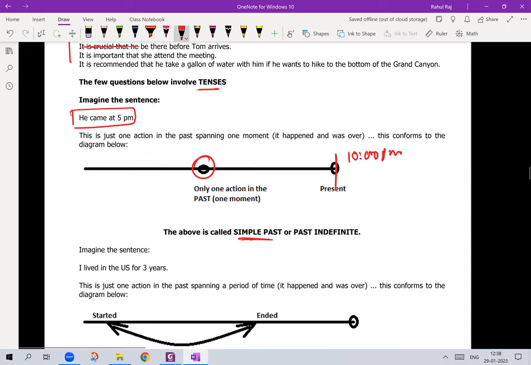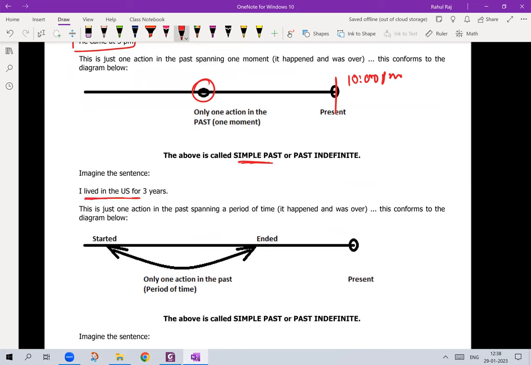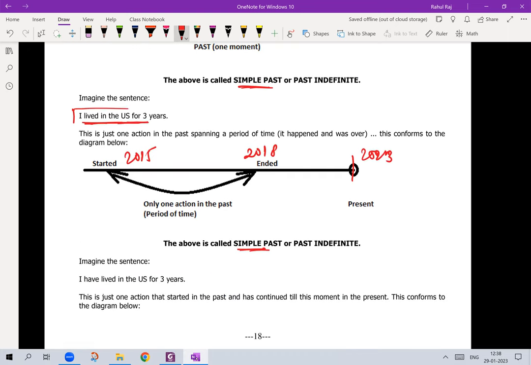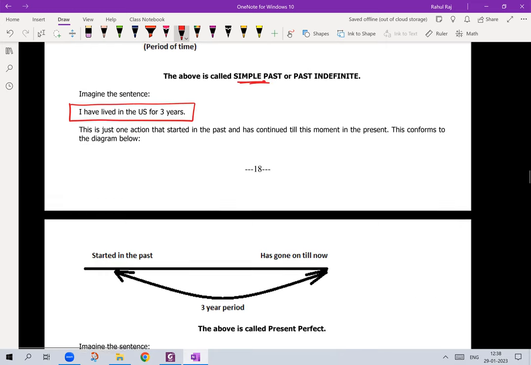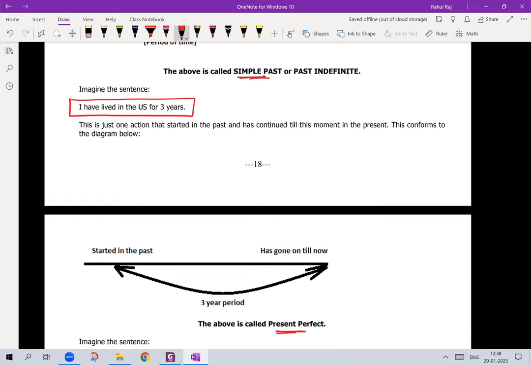Straightforward. I lived in US for 3 years. Now we are in 2023. It might be the case that you lived in US from 2015 to 2018. This is just one action that started in the past and finished in the past. I lived in US for 3 years. Your action is already over. So this is called simple past again. But when you say I have lived in US for 3 years, what is this? This is called present perfect. So please understand, have and has do what? Have and has bring actions to present.